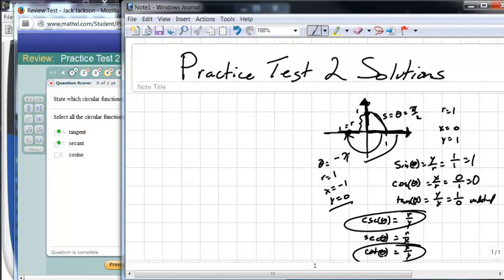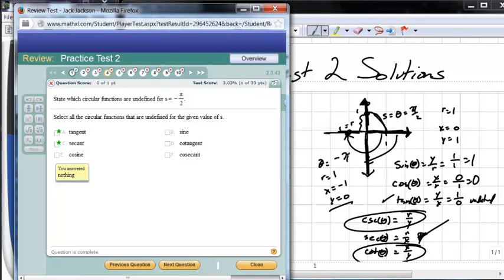Then we're rotating to here, straight down, so theta is negative pi over 2. We could take one point on the terminal side to be r of 1, x is 0, y is negative 1. Anytime we're dividing by 0, any of these that have x on the bottom, that would be secant and tangent, are undefined. So tangent and secant, select those two.